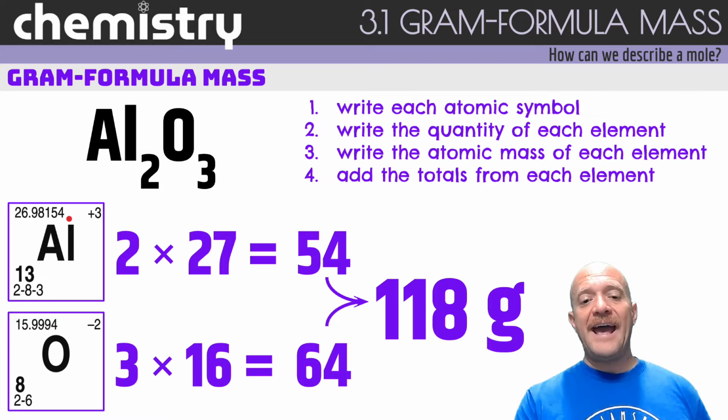And then finally, I'm going to add up the totals. So I have 54 plus 64, 54 from aluminum, 64 from oxygen. That is 118 grams for 1 mole. That is the gram formula mass of aluminum oxide.